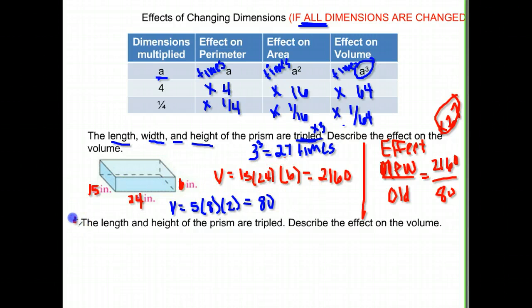Let's talk about, however, what happens if the length and the height of a prism are tripled. Notice not the width, only 2 of the dimensions were changed. Describe the effect on the volume. Now again, the original volume, before we made any changes, what was the original volume?